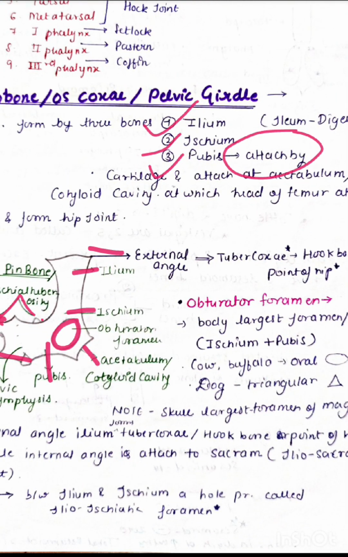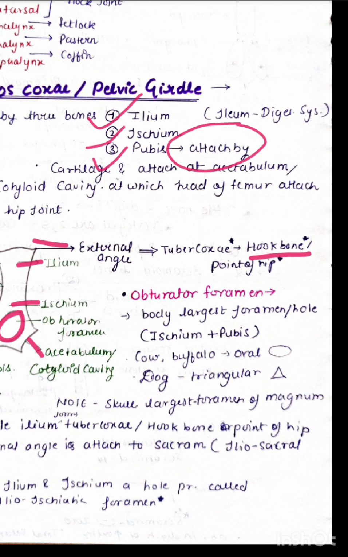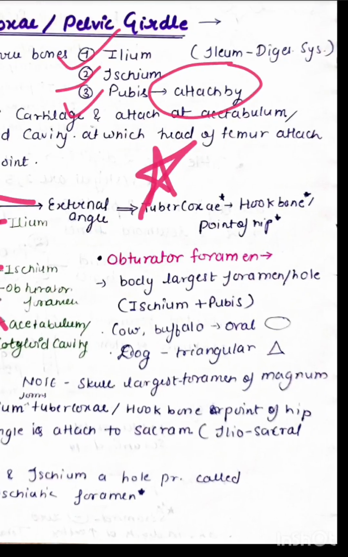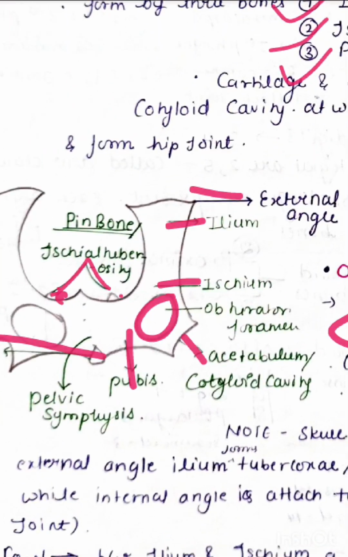Now we study this. This is the external angle, which is known as the tuber coxae, the hook bone or point of hip, because it is a point and it is extended horizontally. So it is known as the tuber coxae, hook bone or point of hip. It is very important. Now we come to the obturator foramen. It is the body's largest foramen or hole, and it is formed by the ischium and pubis. So here the obturator foramen is present.